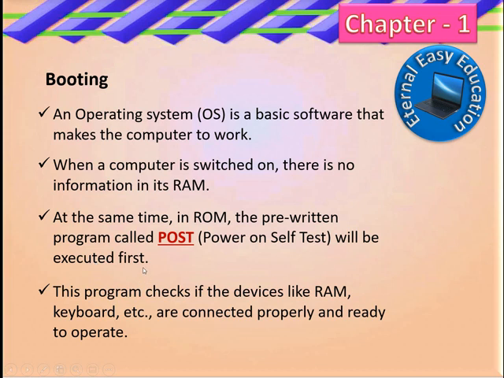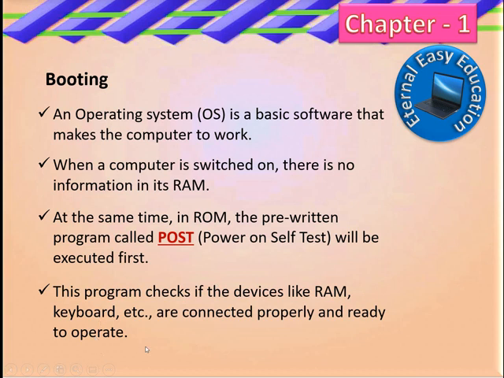executed first. That means when you switch on the computer, you can see a light blinking on your keyboard and mouse, that is power on self-test. It will check all the peripheral devices connected with the CPU. Next, this program checks if the devices like RAM, keyboard, etc. are connected properly and ready to operate.